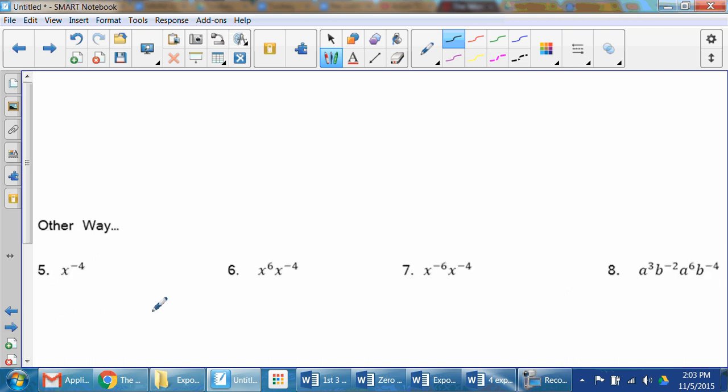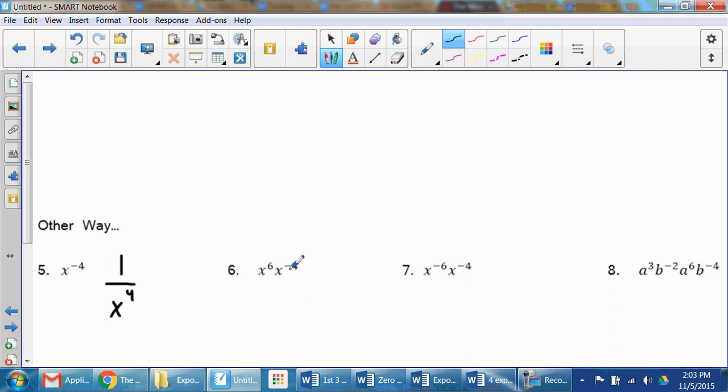I've got some more practice ones for you to try. Try these ones. These have to do with multiplying powers with like bases. Okay, if you tried these, here is how you would do this. Based upon our rules, this equals 1 over x to the positive 4 power.